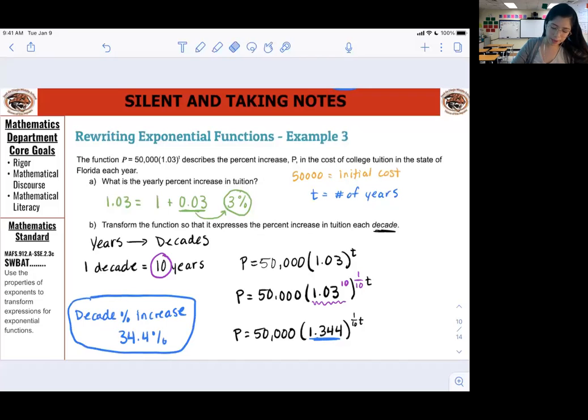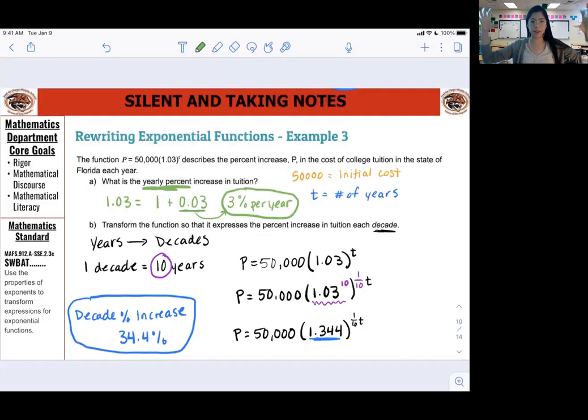So going back, 3% is the yearly percent. So this is per year. Each year the tuition increases by 3%, but over time, after each decade, that's a 34.4% increase. So again, the bigger the unit, the bigger the percentage. For years, it's much smaller. For decades, it's much bigger because you're covering a larger amount of time.